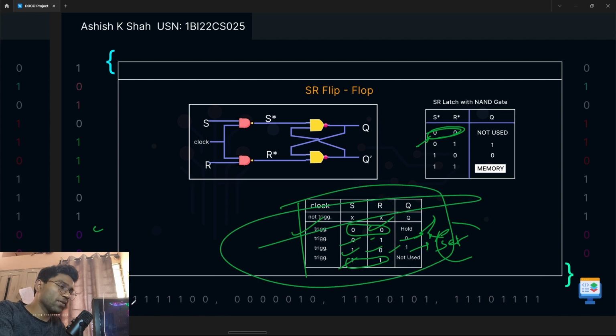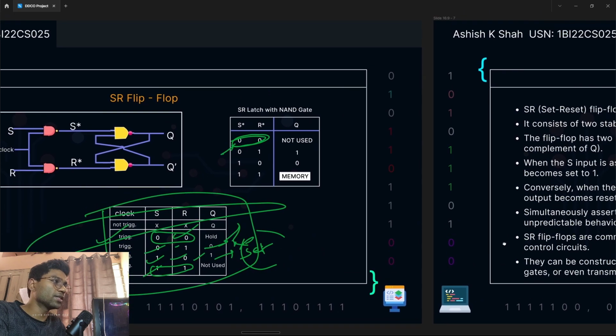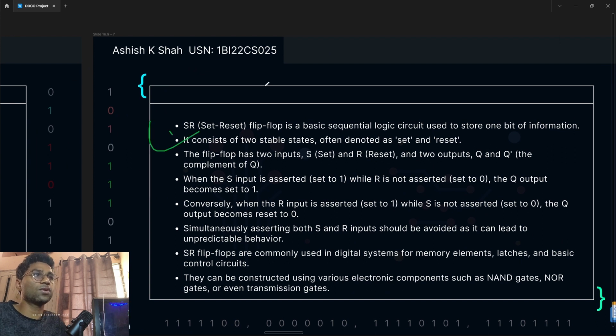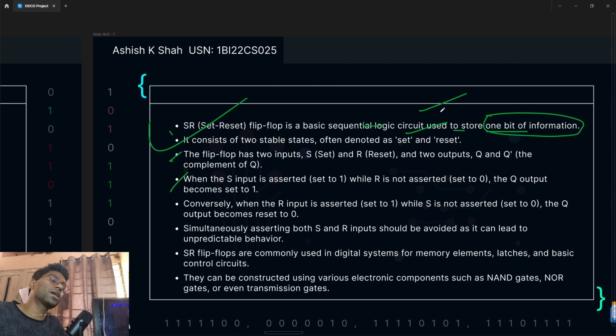Let's go through its application, and then we will see its advantages and disadvantages. I already explained all of this. You can read here that the SR flip flop is a basic sequential logic circuit, because we are not dealing with a combinational circuit; a flip flop is made of sequential circuits. It holds information as one bit. We can combine many of them to store so much data: 8 bit, 4 bit. We can make memory.